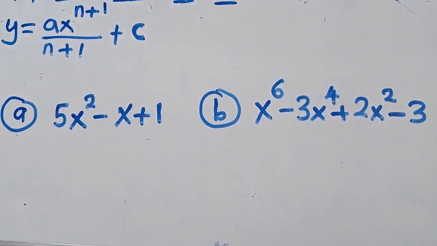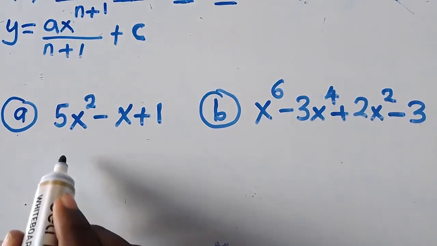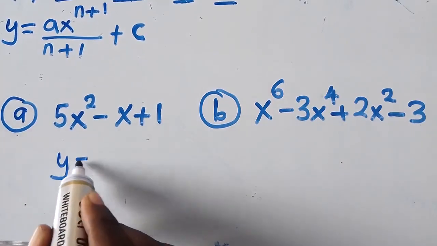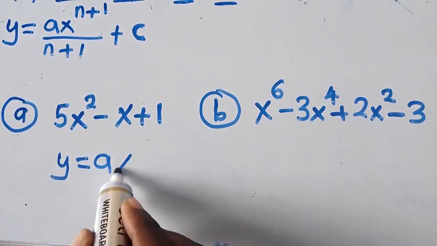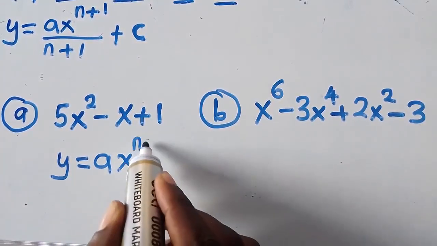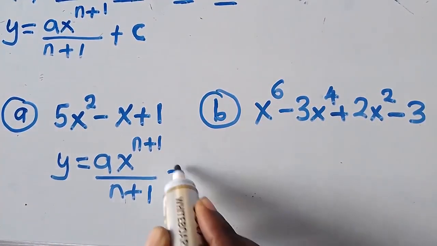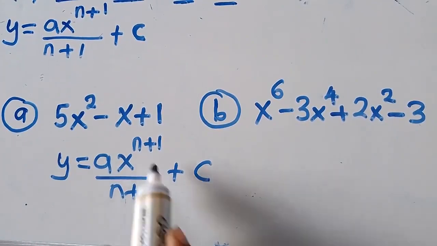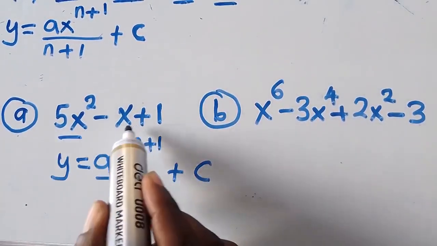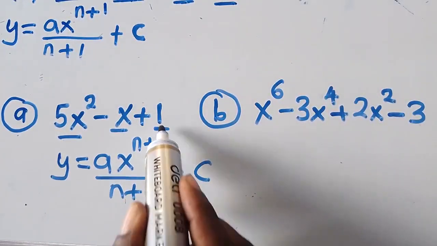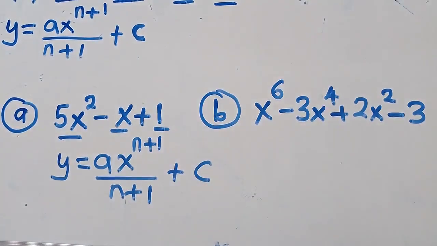Hope you are able to work out this. So you just follow the same procedure. We are going to say y is equal to, use the same formula like this, then n plus 1 over n plus 1, then plus c. So you are going to use this formula on this part, and on that part. I've explained on the constant, so don't make a mistake.